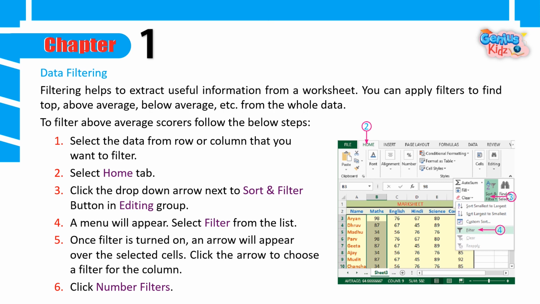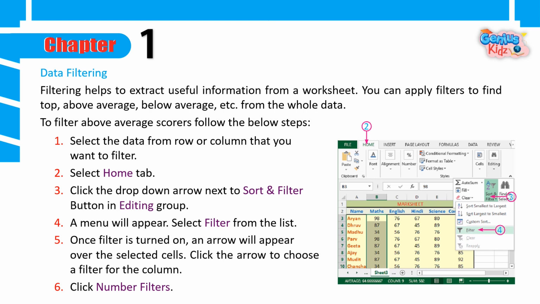1. Select the data from row or column that you want to filter. 2. Select Home tab. 3. Click the drop-down arrow next to Sort and Filter button in Editing Group. 4. A menu will appear. Select Filter from the list. 5. Once filter is turned on, an arrow will appear over the selected cells. Click the arrow to choose a filter for the column.